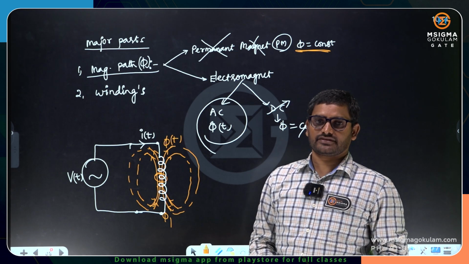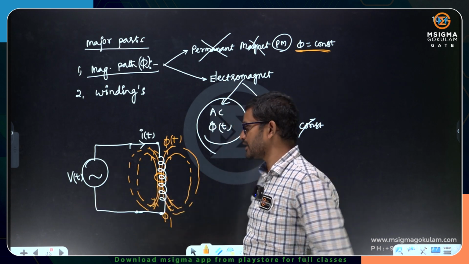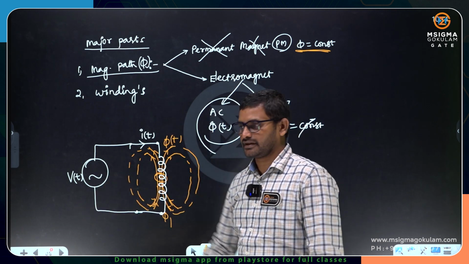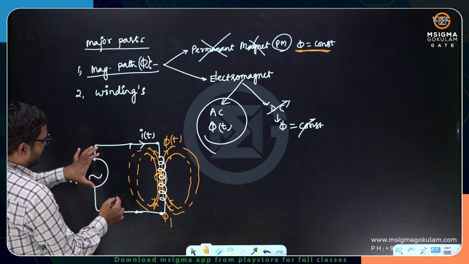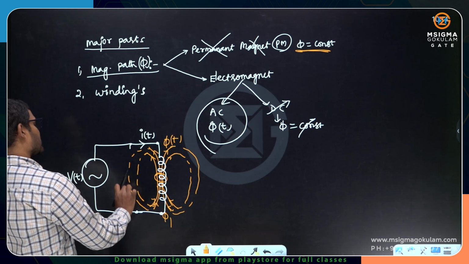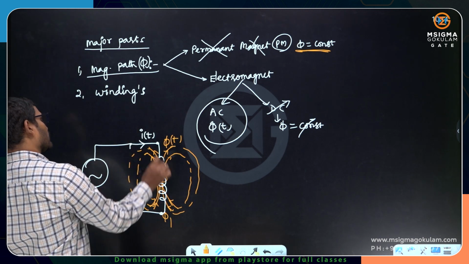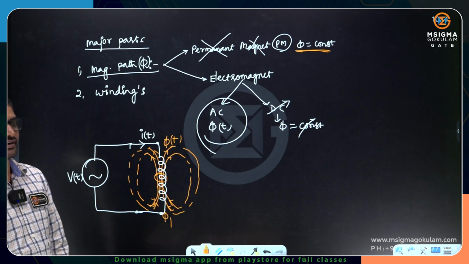We use electromagnets. An electromagnet can be energized with an AC supply, and can also be energized with a DC supply. For a DC supply, you will be keeping a potentiometer, or otherwise a potential divider, and with that potential divider you can increase the voltage, and the flux also changes according to the applied voltage.